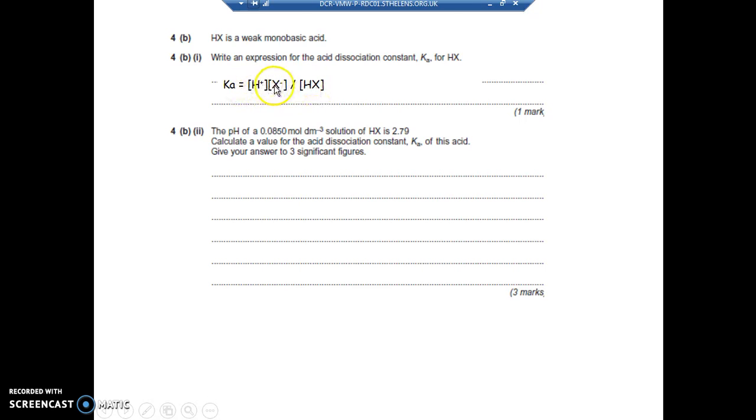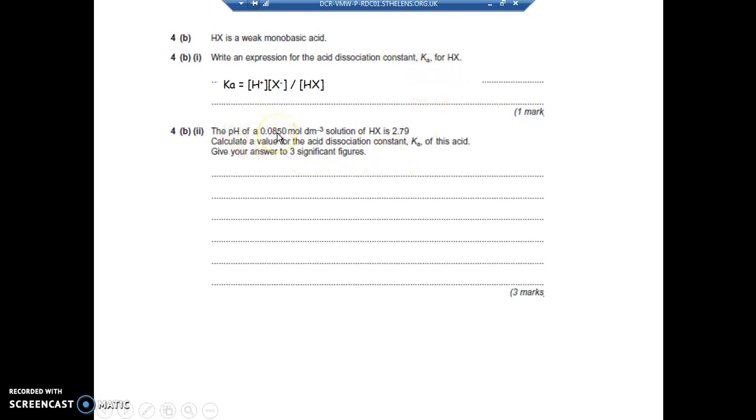So Ka equals H plus times X minus, that's what's made, divided by HX. If they'd used HA as a fictitious acid instead, it would have been H plus concentration multiplied by A minus concentration divided by HA. So it's just a letter there that doesn't really exist. It's not a real acid. They've used X, they could have used A instead.